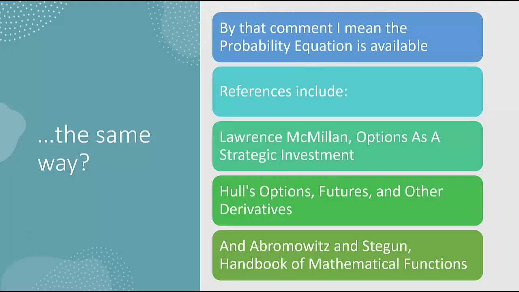Now, I mentioned that it's calculated the same way as other probabilities. By that comment, I mean the probability equation is available. You can do a Google search for probability equation. There are references in many works, Larry McMillan's Options as a Strategic Investment, Hull's Options, Futures, and Other Derivatives, and even mathematical equations such as Abramowitz and Stegun's Handbook of Mathematical Functions.